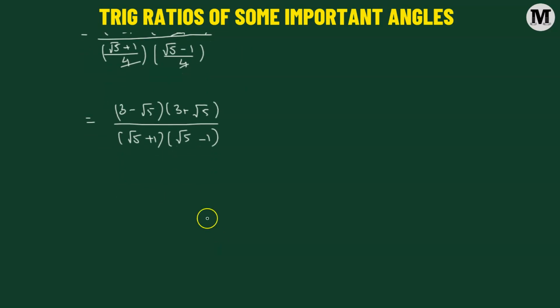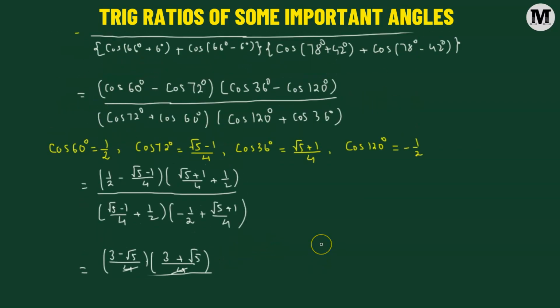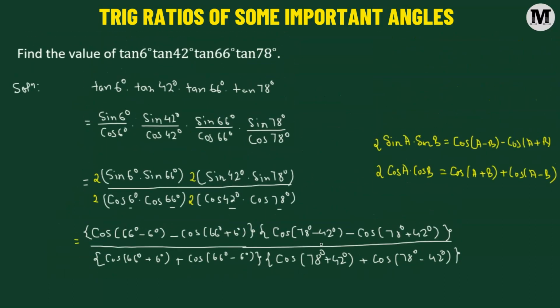So that's going to give us, since we have the difference of squares, 3 squared minus square root of 5 whole squared, divided by square root of 5 whole squared minus 1 squared. So 3 squared will be 9 minus square root of 5 squared, that will be 5, divided by square root of 5 squared, that's 5, minus 1. So this will be equal to 4 over 4, which finally gives us the value 1. So that means the value of the trig expression tangent 6 degree times tangent 42 degrees times tangent 66 degree times tangent 78 degree will be equal to 1.